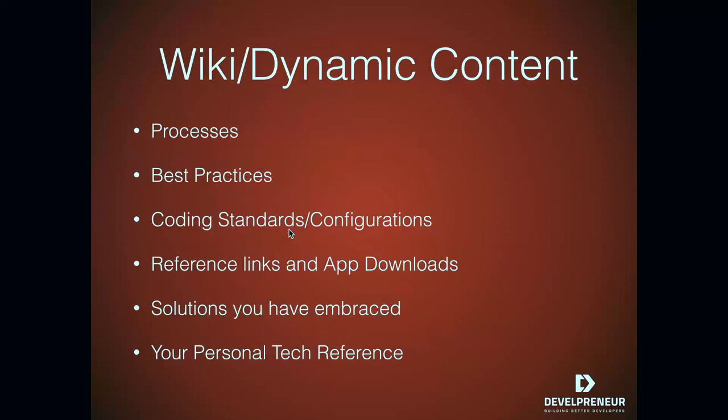For wiki and dynamic content, there's a lot of stuff out there. I mean, WordPress, which we use, could actually be used really easily. Any of the content management systems out there like that. You want something that's pretty easy to use and pretty easy to access, because what you're going to have are things like your processes. How do I load this data? How do I export this data? How do I back up this stuff? How do I install this software? How do I configure this server? Those kinds of processes and best practices, and even coding standards and configurations.